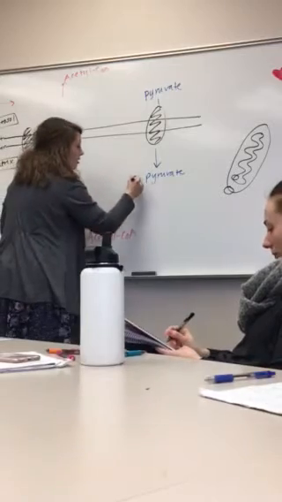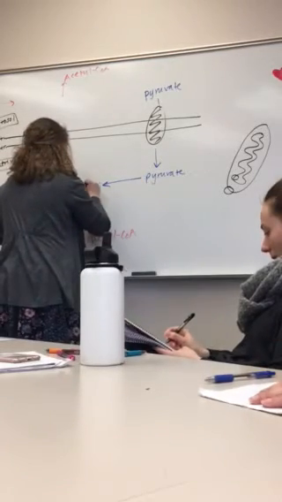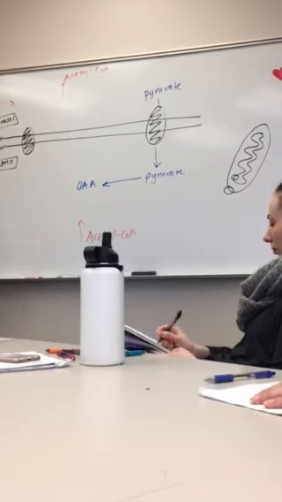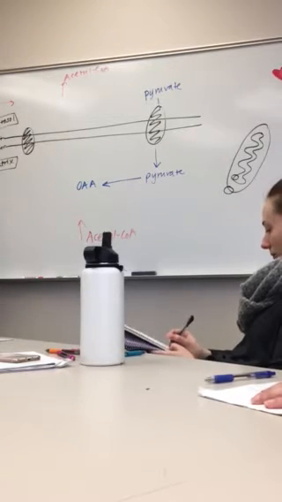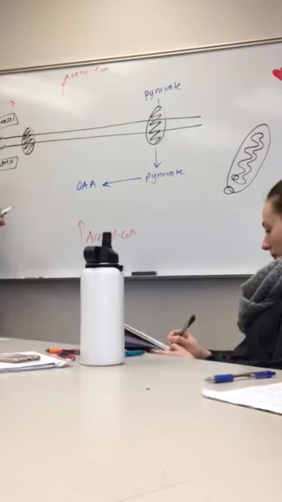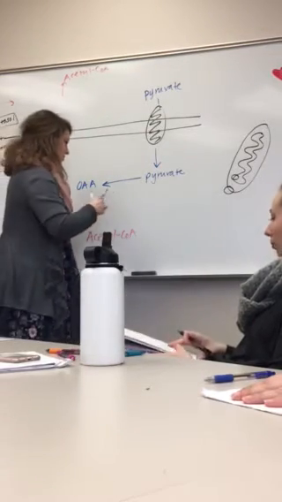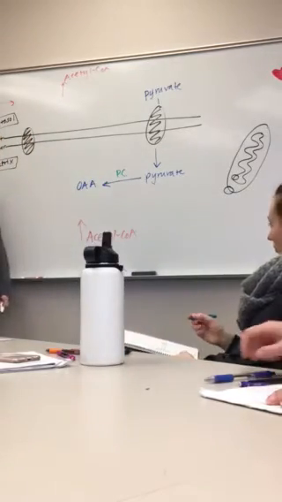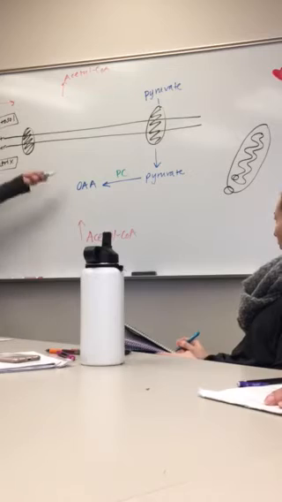And then, where else have you seen this reaction? Pyruvate to oxaloacetate. Gluconeogenesis, yeah. Good job. So what enzyme is that going to be? PC. PC, which stands for? Pyruvate carboxylase. Okay, so that's step 1. Part of gluconeogenesis.